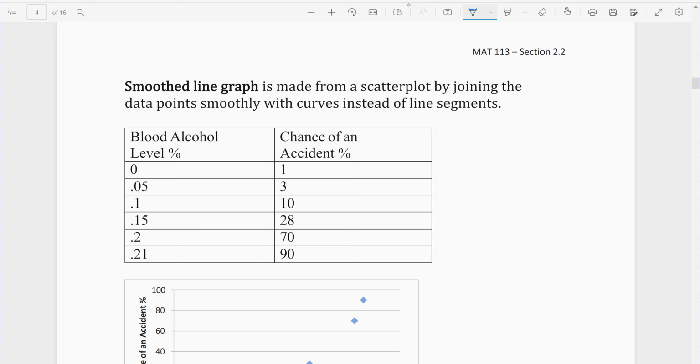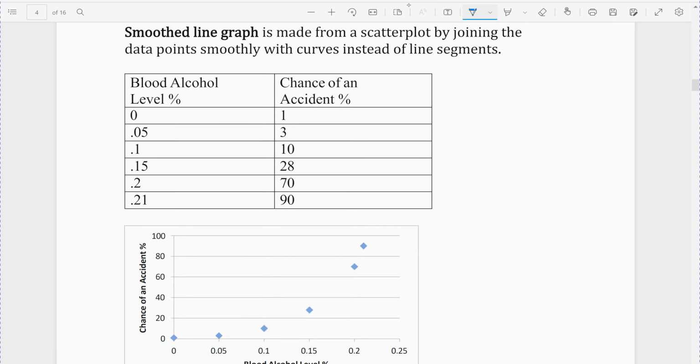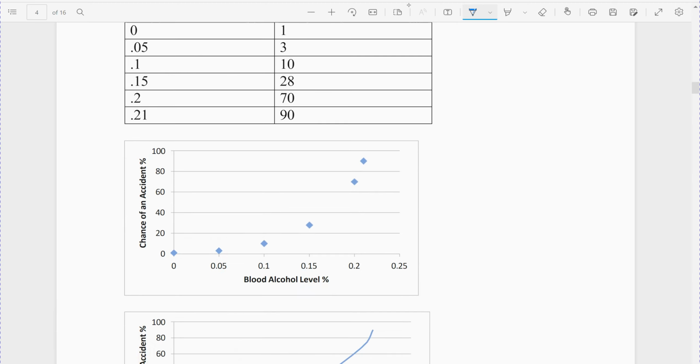Suppose we have the following information. We have the blood alcohol level as a percent, so 0, 0.05, 0.1, 0.15, 0.2, and the chance of an accident based on it. You can actually find this data; usually insurance companies have this because they want to know those types of information. So, the percent chance of getting in an accident if you have said blood alcohol level. Then we plot the points. This would be a scatter plot.